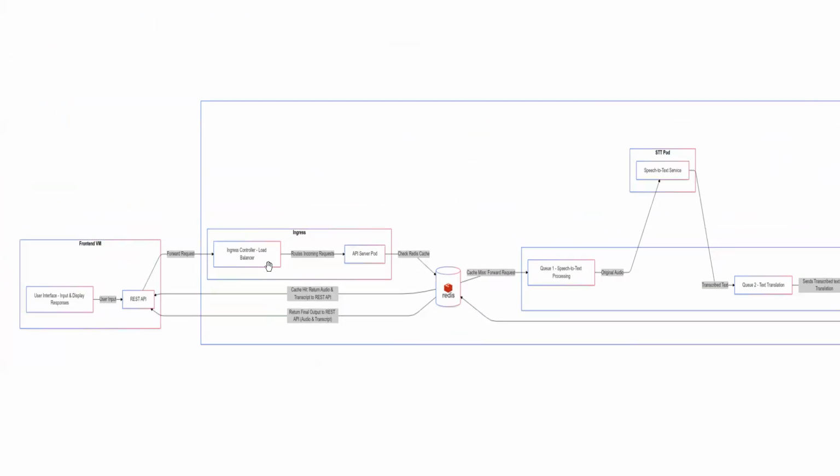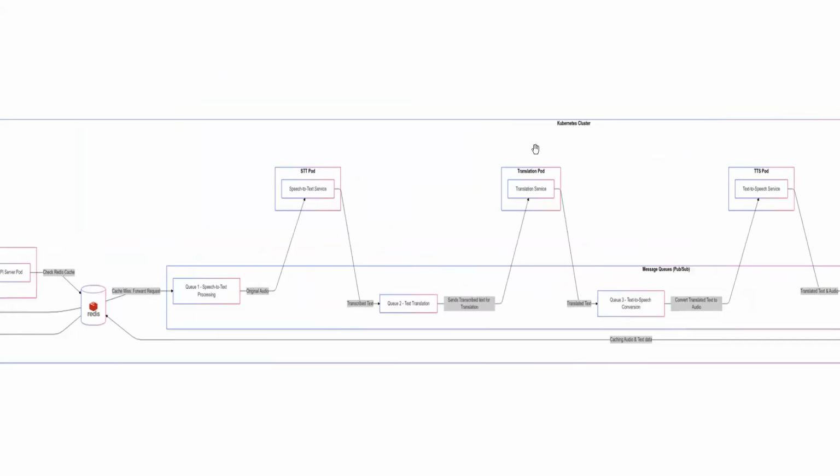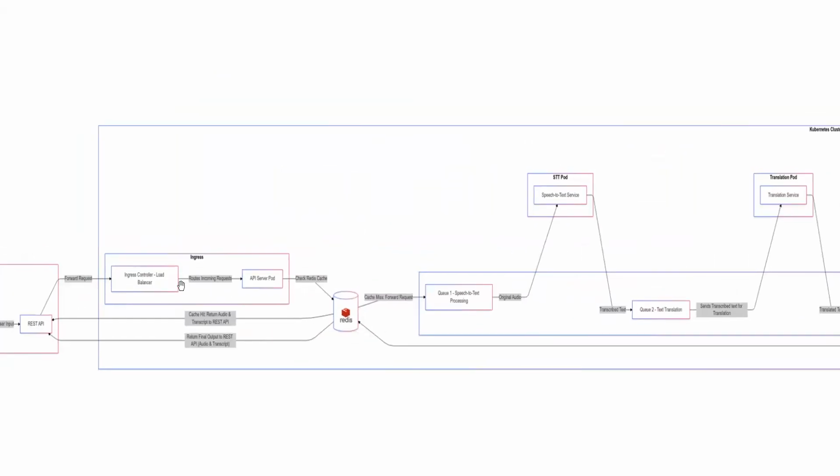The backend is hosted on a Google Kubernetes Engine, GKE, cluster, where the system scales dynamically using horizontal pod autoscaling. The REST API serves as the entry point for all requests. Upon receiving a request, it generates a unique job ID for each request and checks Redis cache for existing results. If there is a cached result in Redis, it's returned immediately.